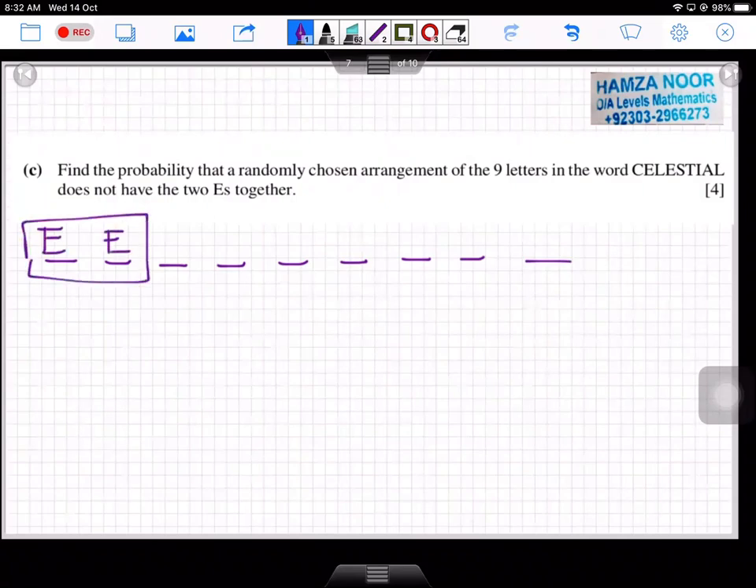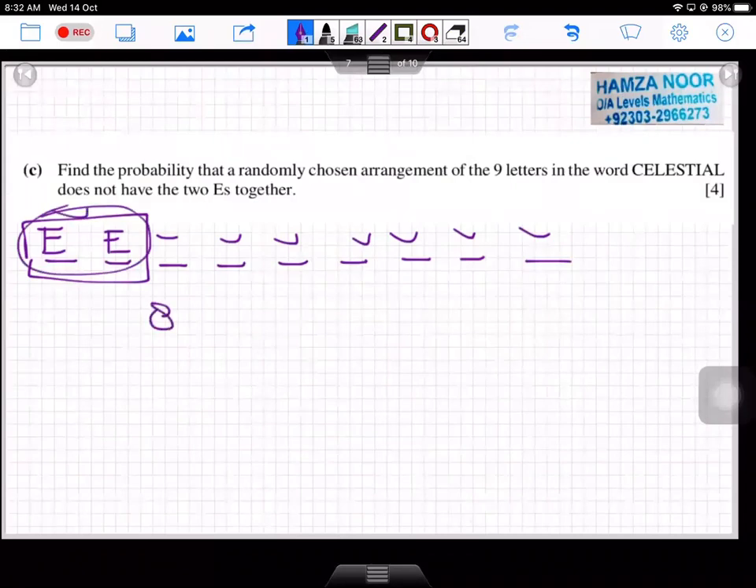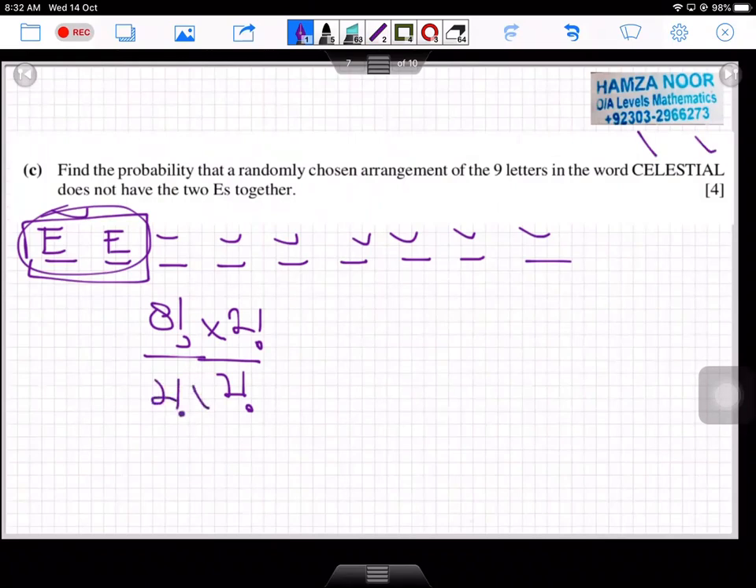And how many spaces are there? 1, 2, 3, 4, 5, 6, 7, and then you consider this as one single block. 8 factorial. Alright, two E's are there, multiply by 2 factorial. But wait, two E's are also repeating themselves, and two L's are repeating themselves. So 2 factorial and 2 factorial cancel out, and here you have 8 factorial divided by 2 factorial. 20160. These are the ways in which two E's are together, but you don't want them to be together, right?